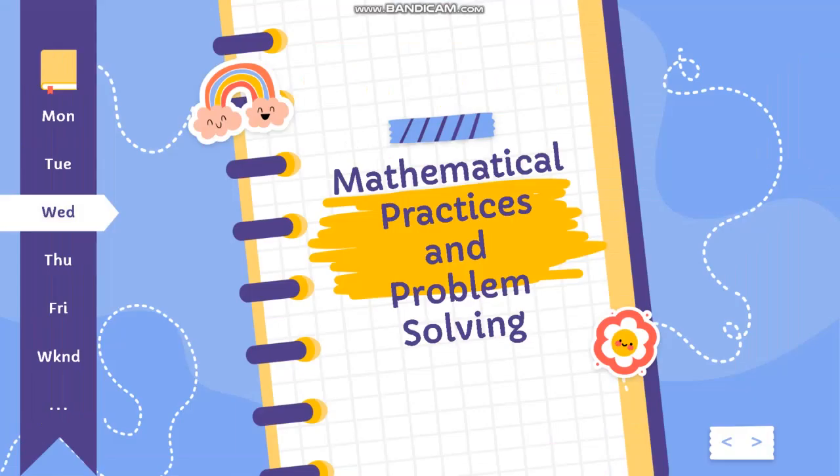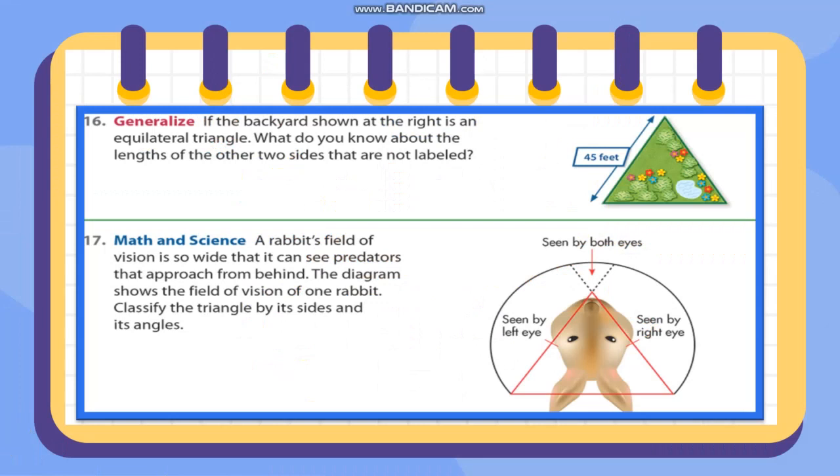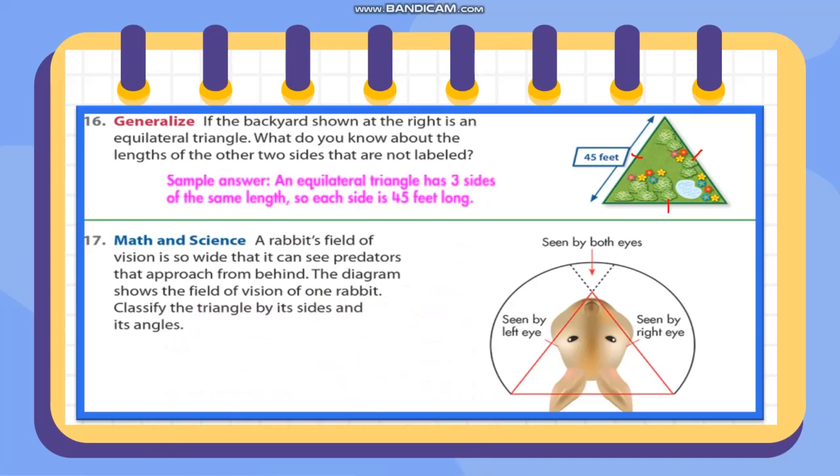Now, let's proceed to mathematical practices and problem solving. Question number 16. If the backyard shown at the right is an equilateral triangle, what do you know about the length of other two sides that are not labeled? So we all know that when we say equilateral triangle means all sides are equal. So if the first side is 45, of course this is also 45 and this is also 45 feet. So that is the answer.